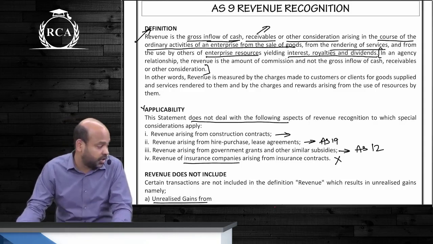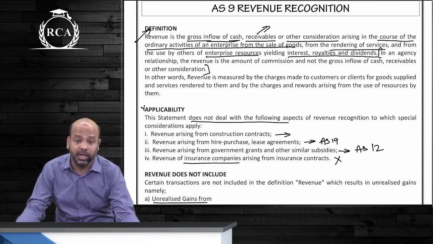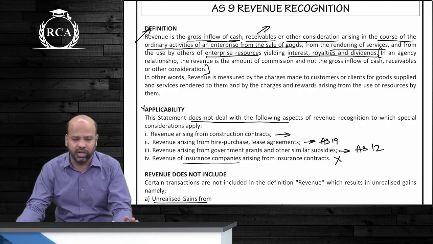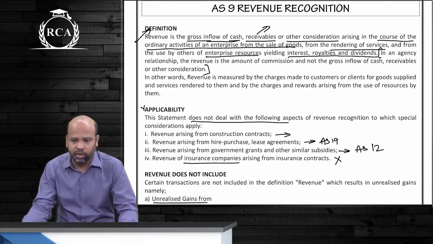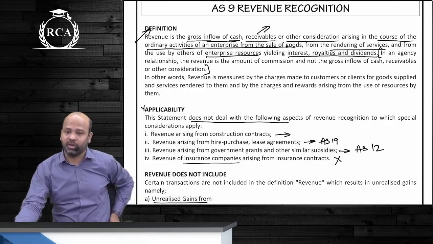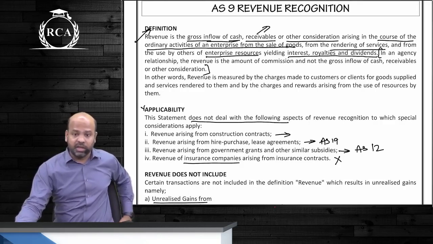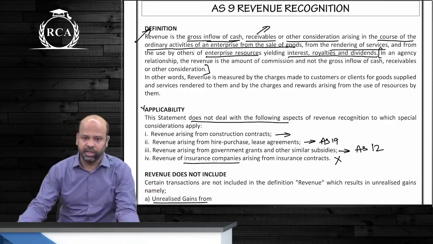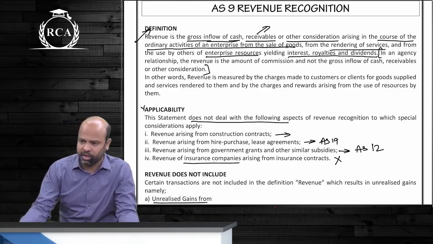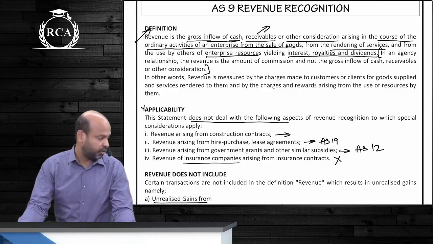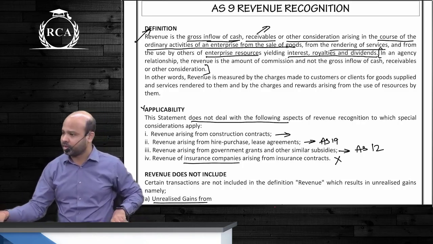The consideration need not be only in the form of cash, it can be in any form, as long as you're receiving consideration against these resources. Now, for an agency business, I told you consideration cannot be considered to be the total gross inflow of receivables. It is only the amount of commission income that should be considered as your revenue. Because the risk and rewards of ownership are not transferred to an agent, we only take the commission income. In case risk and rewards of ownership are transferred, it can no longer be considered as an agency business. Then the entire inflow of cash will be considered to be revenue.